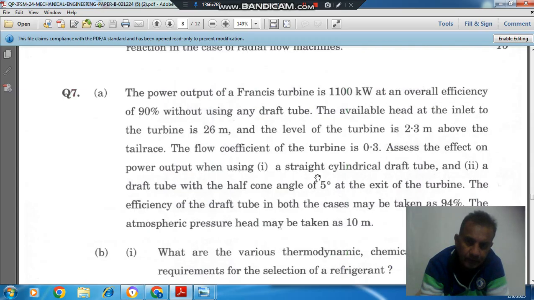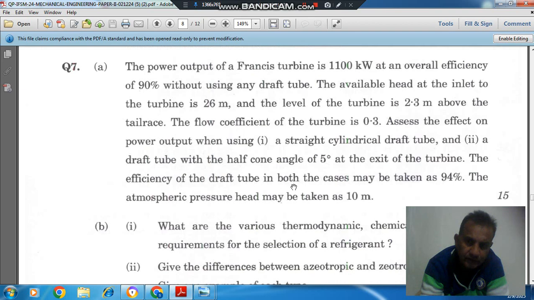Assess the effect on power output when using 1. a straight cylindrical draft tube and 2. a draft tube with half cone angle of 5 degree at the exit of the turbine. The efficiency of draft tube in both the cases may be taken as 94%. The atmospheric pressure head may be taken as 10 meters.